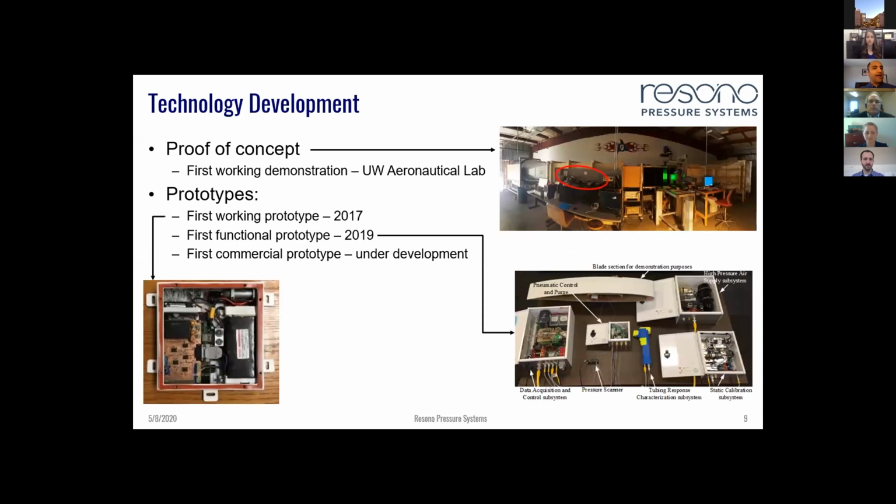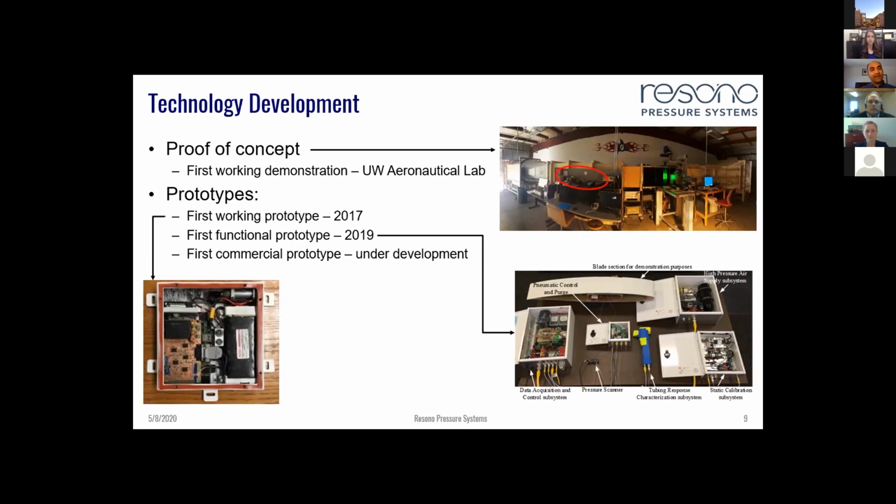In 2016, we actually entered the commercialization phase of this technology. We proved the concept for a long time. We had our first working demonstration in our wind tunnel lab. And that's what essentially helped us to enter the Fisher innovation. Since then, with the help of the Fisher, we were able to build our first working prototype in 2017.